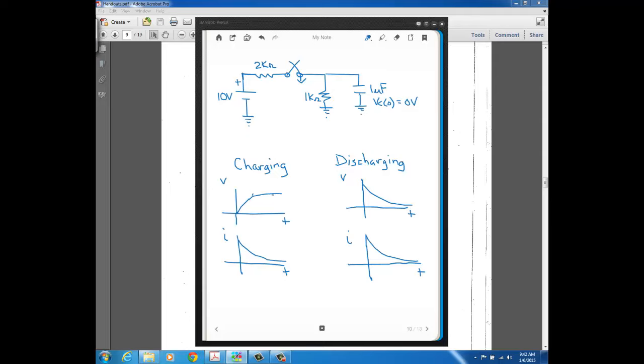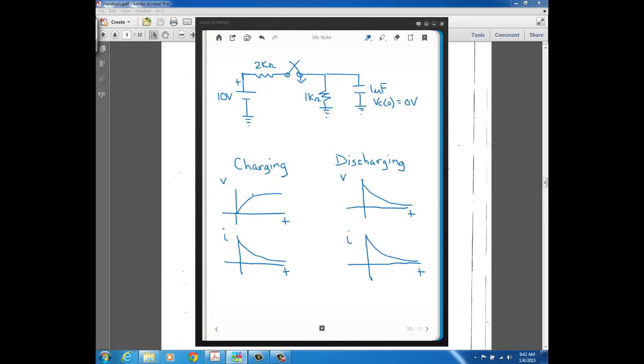So when you're doing problems like this, the first thing that you need to determine is whether your storage element is gaining stored energy over time or is it losing stored energy over time. Now with capacitors, when they gain stored energy, we say that they're charging. When they're losing stored energy over time, we say that they're discharging.